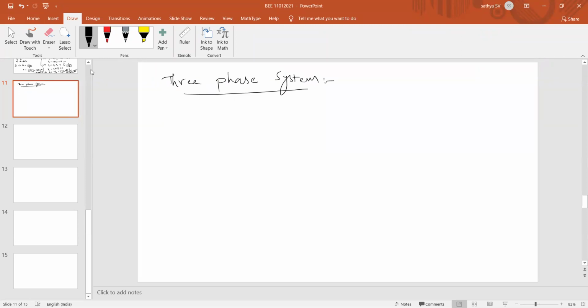So why are we moving on to the three-phase system, what are the advantages when you compare it with the single-phase system, how do we represent this three-phase system, and what are the different connections available for it? Right, these are the different contents present under the balanced three-phase system topic.